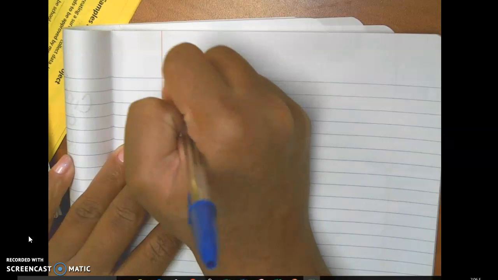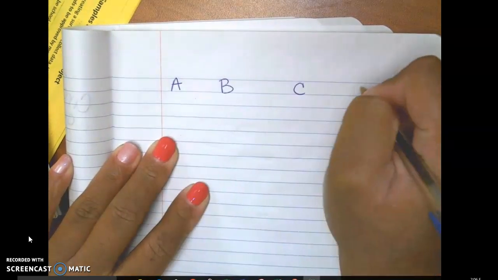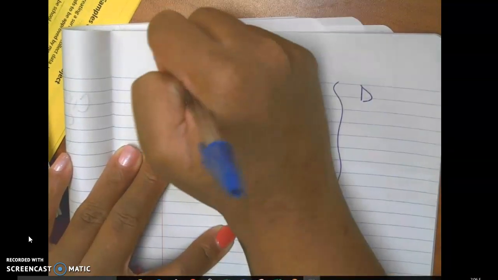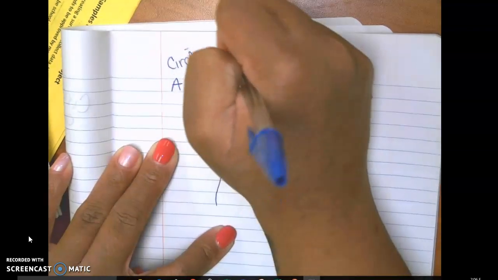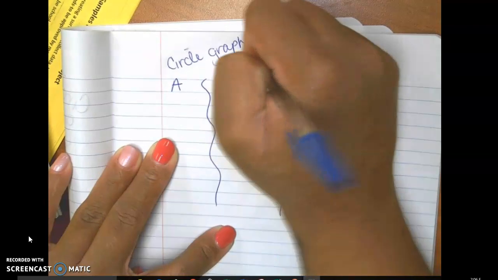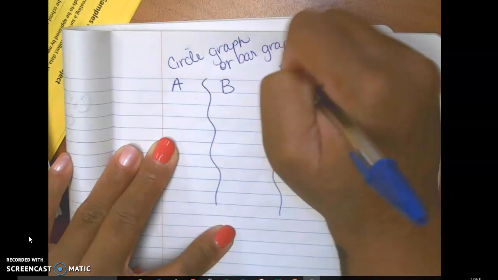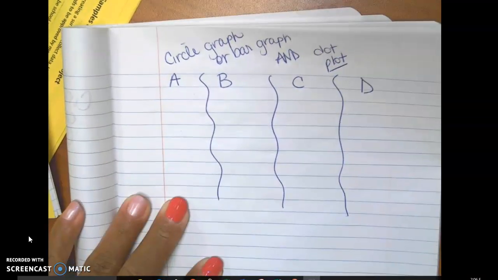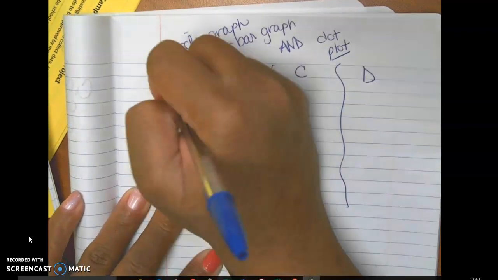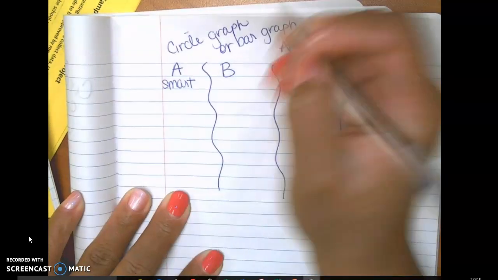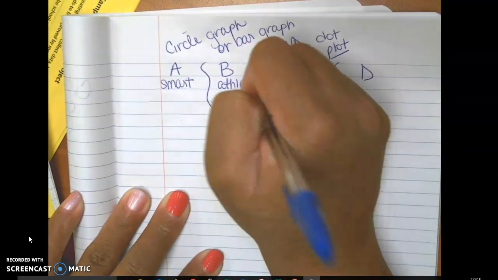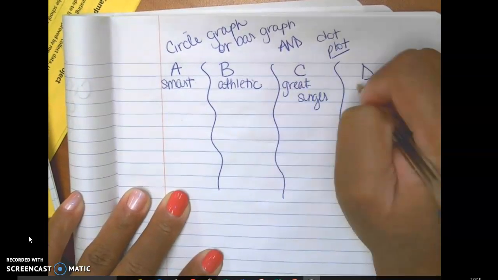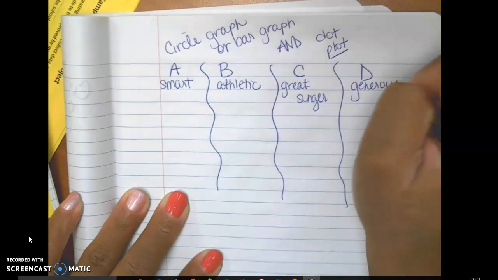I have option A, B, C, and D. I'm going to make either a circle graph or a bar graph. And I have to make a dot plot, which is extremely easy. So for A, this is being incredibly smart. B is athletic. C is a great singer. And D was generous, being very generous.